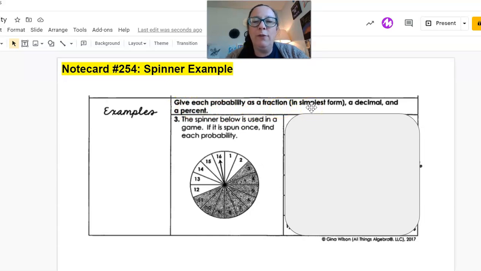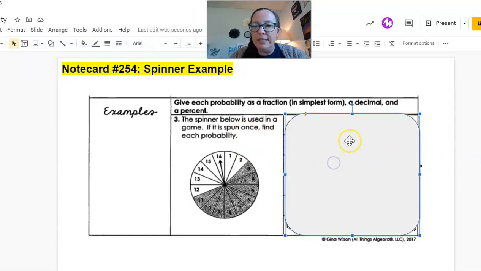Like you wouldn't want to leave it as 4/14 or whatever. You want to simplify it. They also want you to give it as a decimal and a percent. So all three ways to represent a probability I want you to get used to, okay? So the spinner below is used in a game. If it is spun once, find each probability. So there's going to be some little individual questions here.